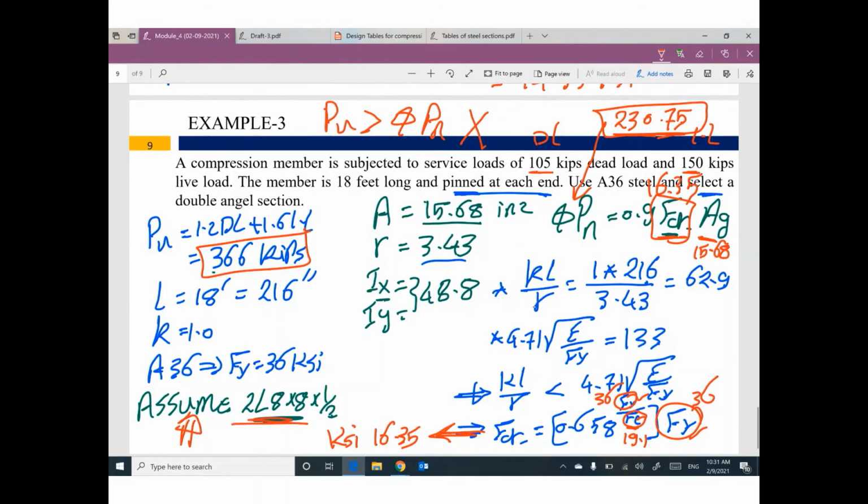Okay, I increased it to the maximum. We don't have any bigger cross section in the table, and it's still unsafe. What should I do? You need to change the shape of the cross section. Instead of double angle, you have to use a different shape, like W shape or a channel or any other cross section.